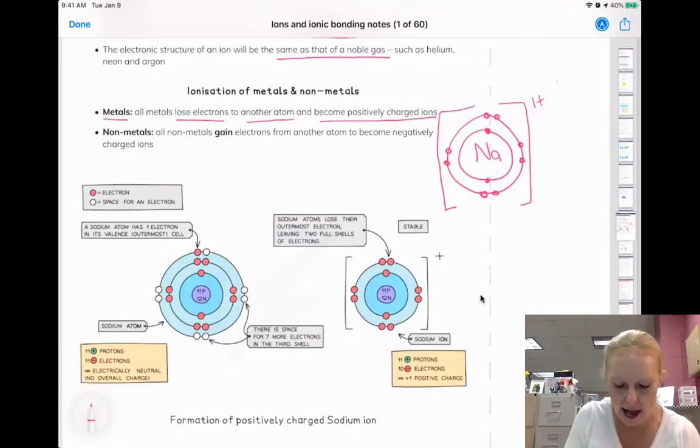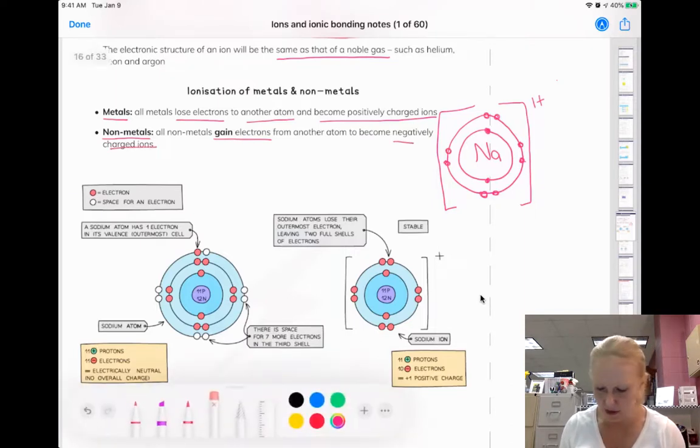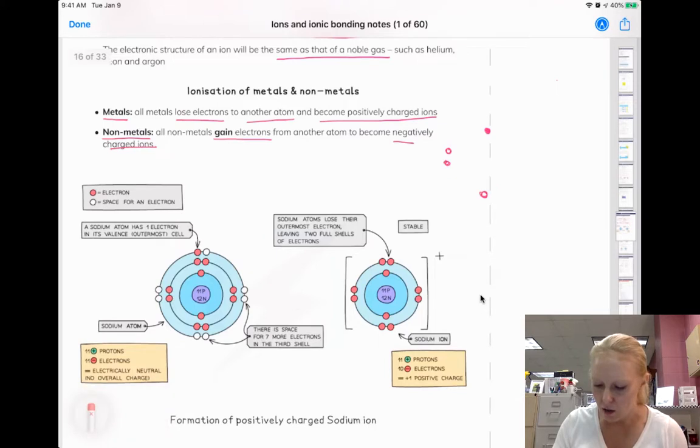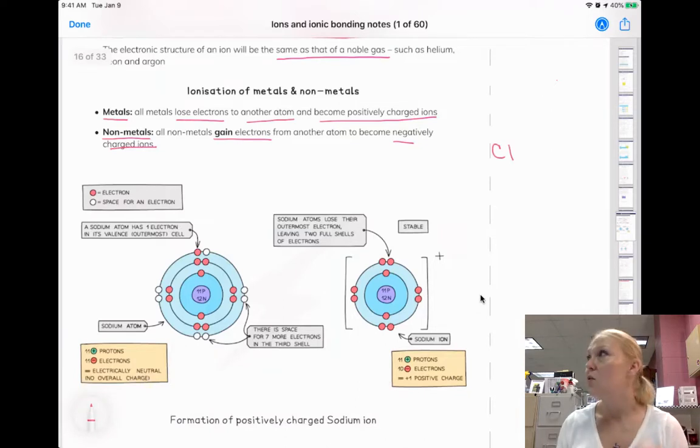All right, now if it's a nonmetal, remember nonmetals are to the right-hand side of the zigzag line on your periodic table. You are going to want to gain electrons from another atom to become negatively charged ions. So let's show an example of that. Chlorine is one that we use very frequently in a whole lot of reactions, so I'm going to use chlorine. So chlorine, if we look at the periodic table, has 17 total electrons. So let's draw those out.